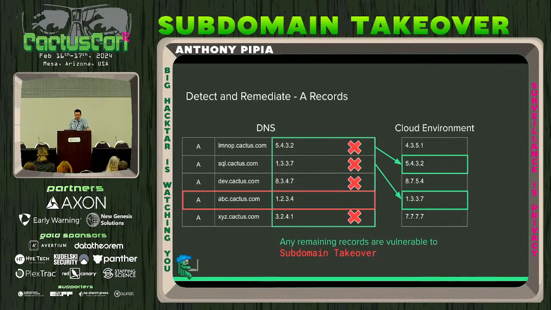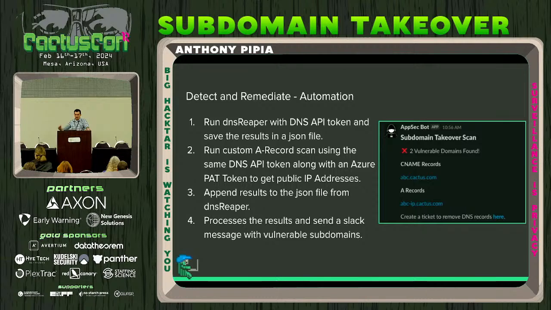So this record is pointing to the cloud, but not to anything we own. Okay, so that's how we've detected this dangling DNS record, or this vulnerable subdomain takeover. And so that's essentially what my automation is doing. So this is what I run every morning at 8 a.m.